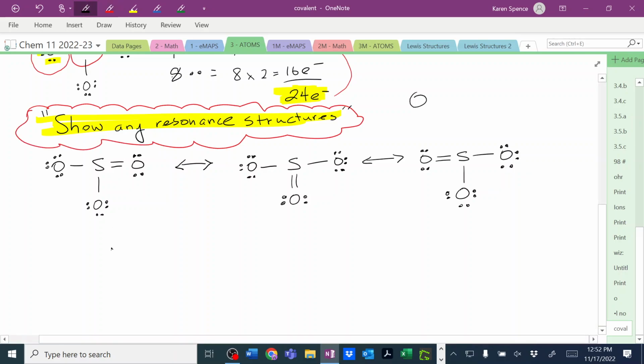And you would, 1, draw all possible structures. And 2, draw double-headed arrows in between.